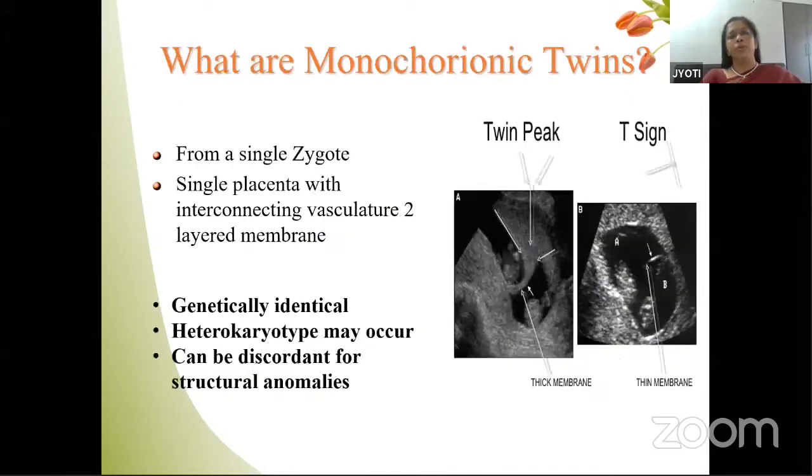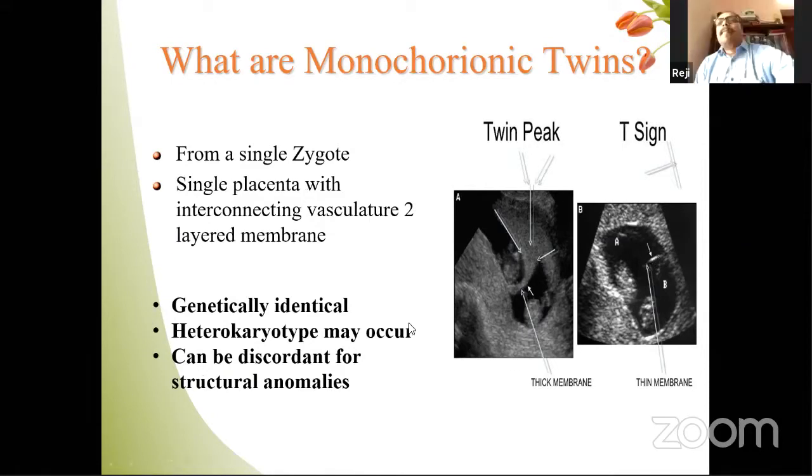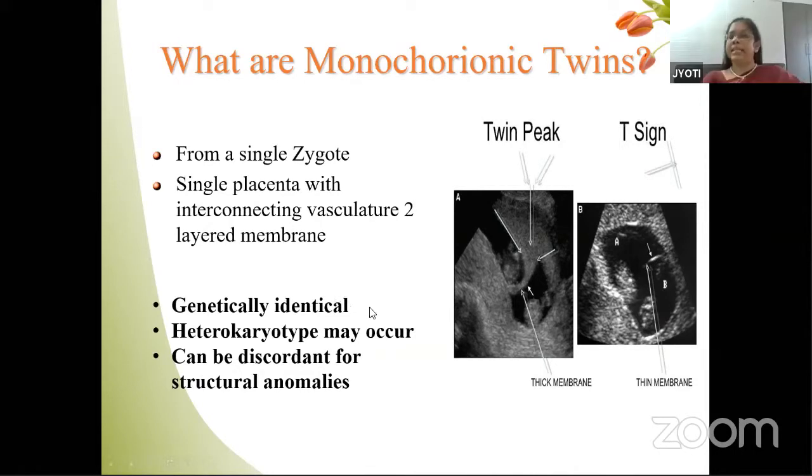So as we all know, monochorionic twins develop from a single zygote. They have a single placenta with an interconnecting membrane, which is very thin, just 2 layers. But what we should keep in mind is that they are genetically identical, but heterokaryotype may occur. This point is important in the sense of genetically transmitted disease. They can be discordant for structural anomalies also. So this is the T sign by which we recognize a monochorionic placenta.